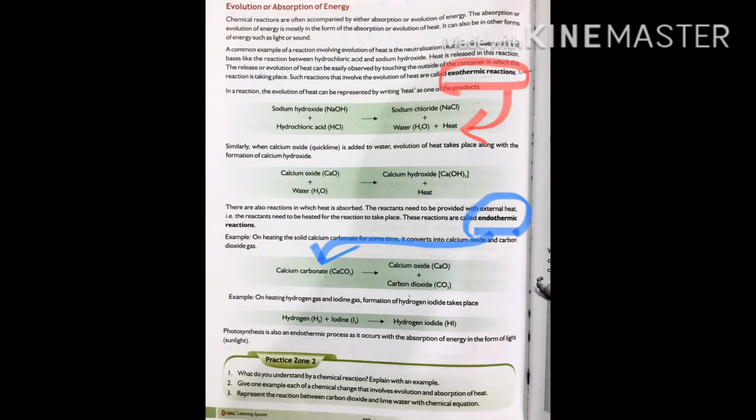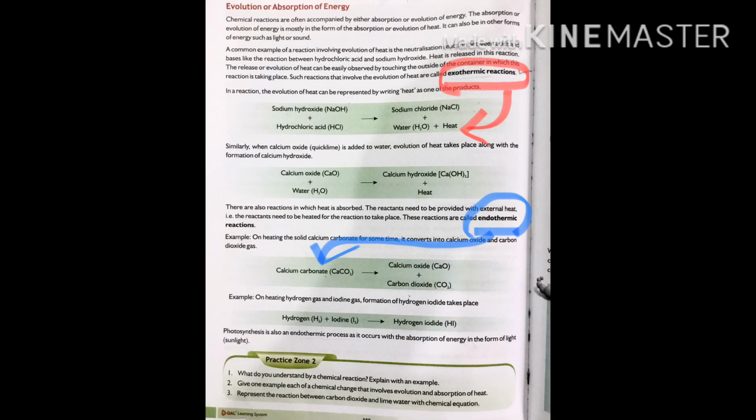So in the next reaction, we will see evolution or absorption of energy. Energy is heat. Evolution means release. In some reactions energy is needed, and in some reactions heat is released. The reaction in which heat is released is called exothermic. Exo means out and thermic means heat. So see the reaction: sodium hydroxide and hydrochloric acid give sodium chloride, water and heat. Plus heat means heat is released.